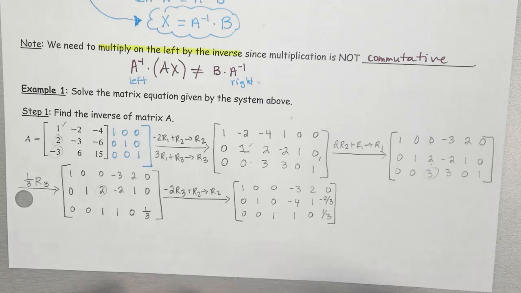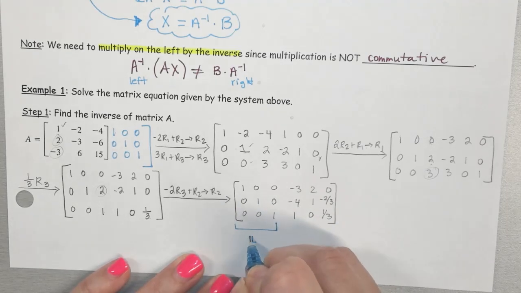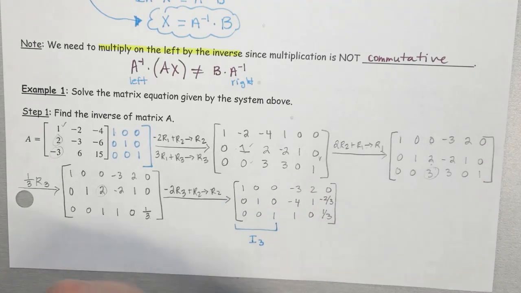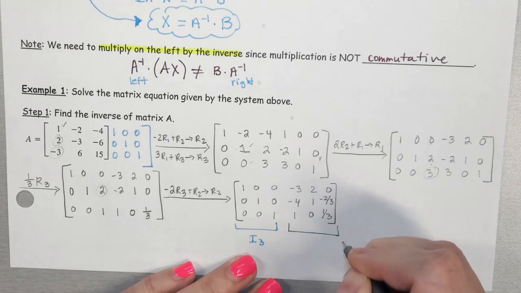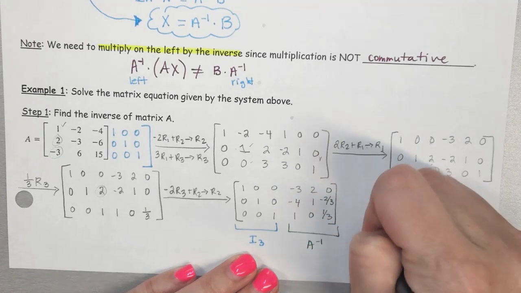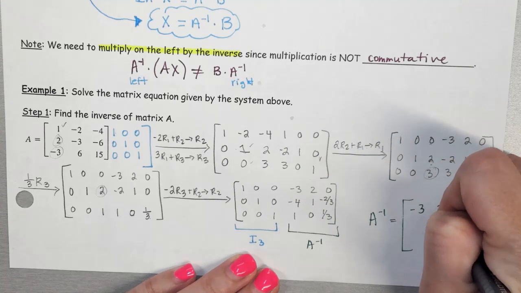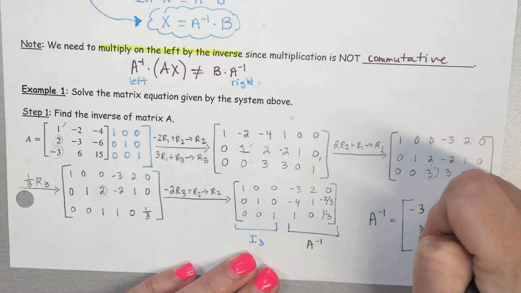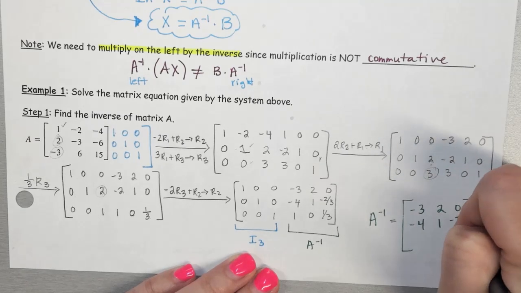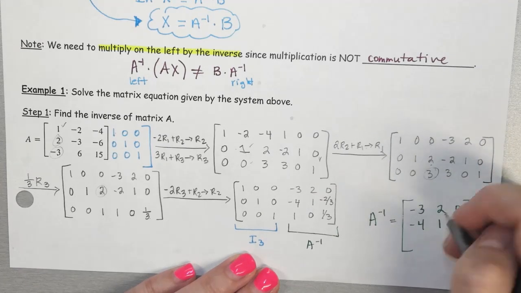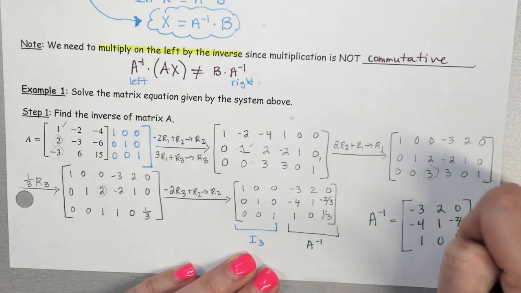And then what you end up with is, remember, this is the identity. So this here is your inverse. The inverse of A is negative 3, 2, 0, negative 4, 1, negative 2/3, and then 1, 0, 1/3.